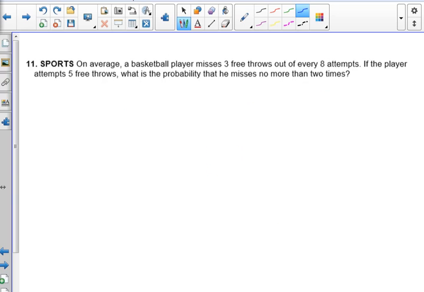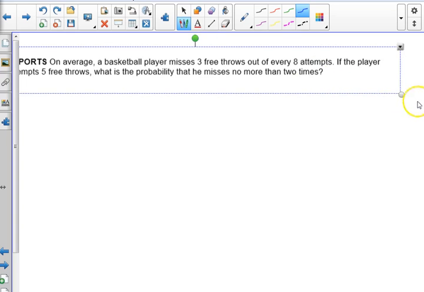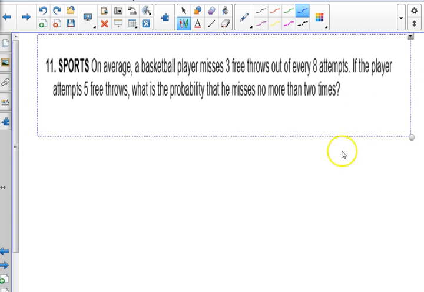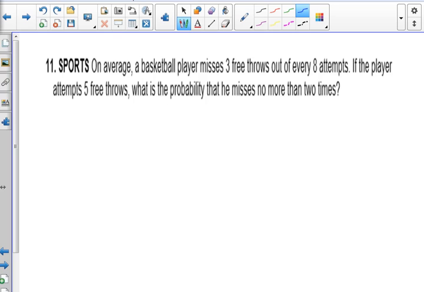Okay, this says a player misses 3 out of every 8 attempts. If the player attempts 5, what's the probability that he misses no more than 2 times? I hate this question because it does 2 things. It talks about missing and this no more than 2, okay? Shall we go with we want him to miss or we want him to make it? Okay, so if we're going to talk about success as making it, what is his success rate? 5 out of 8. Everybody okay? This is his success if we want him to make it. How many is he attempting?